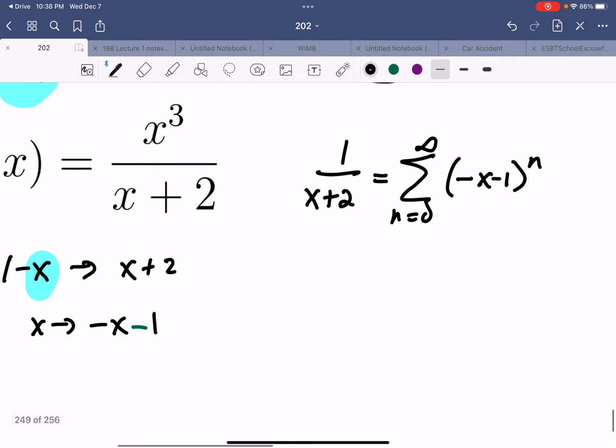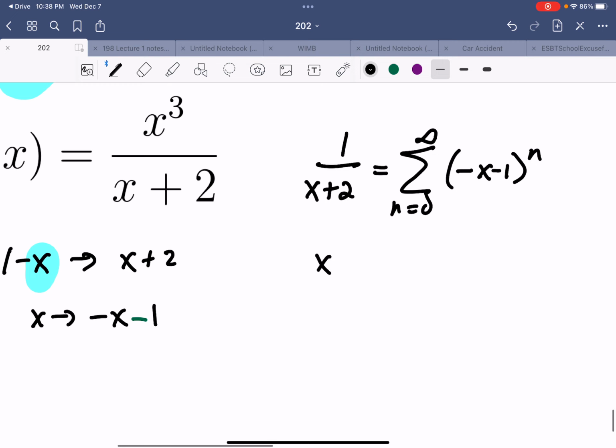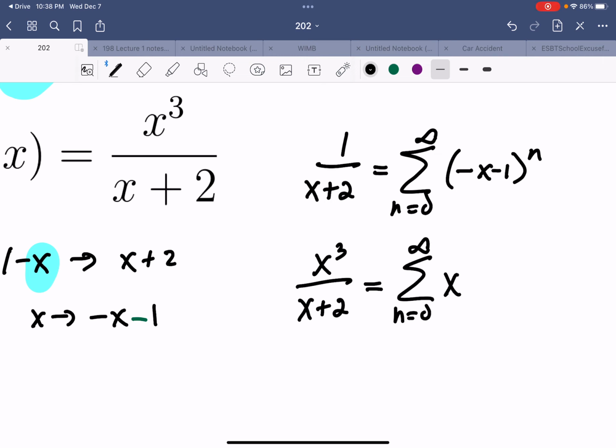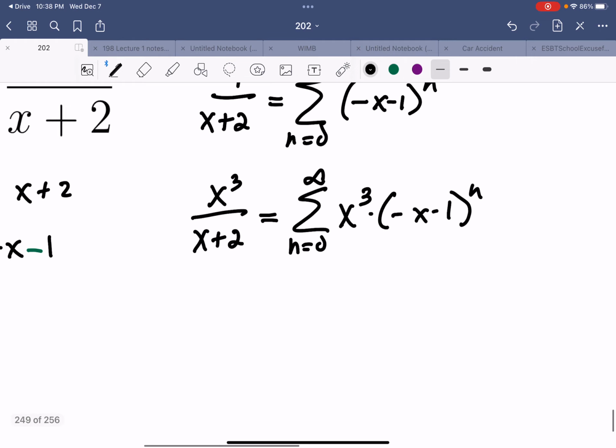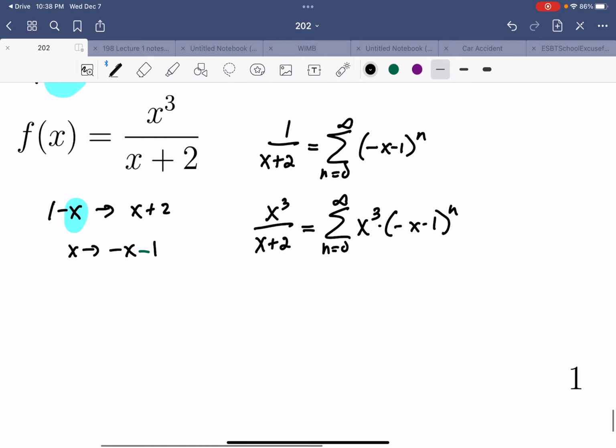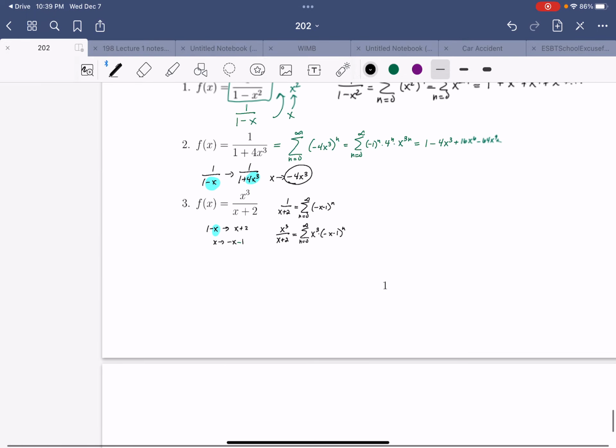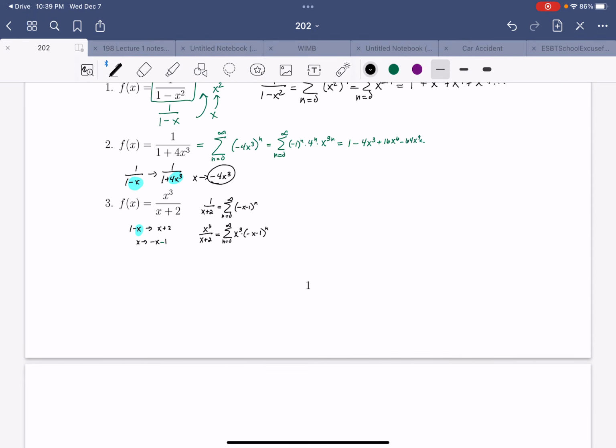Then, in order to get the x cubed on top, to get x cubed over x plus 2, I'm just going to multiply it by x cubed. So I'm going to take this one, n equals 0 to infinity, and I'm going to take x cubed and multiply it by negative x minus 1 to the n. And I'm going to leave it just like that, right? And we can take a look at the first few terms, but I'm going to skip it for now. Okay. Yeah, let's go back and do it.